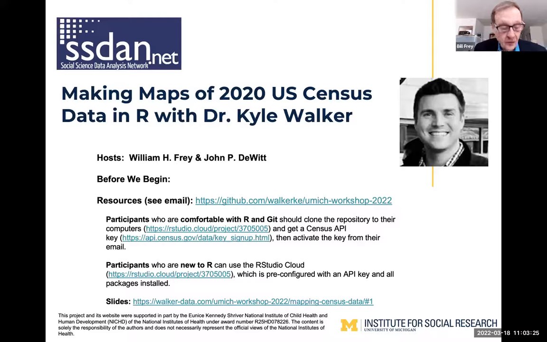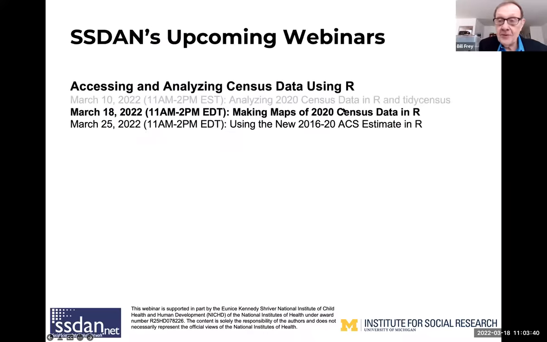We'll have a lot of this information for you. As I said, this is one of three webinars that we're doing in this series. The first one was last week, where we looked at just generally analyzing 2020 census data with R. Today is going to be making maps with the 2020 census in R. And next week, for those of you who want to also attend, we're going to unveil, probably for the first time in the country, how to analyze the 2016 to 2020 five-year ACS American Community Survey data in R. Those data will have just been released a few days earlier, so this will be a chance for you to really get going on that.